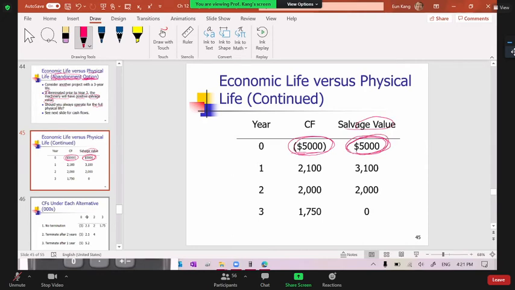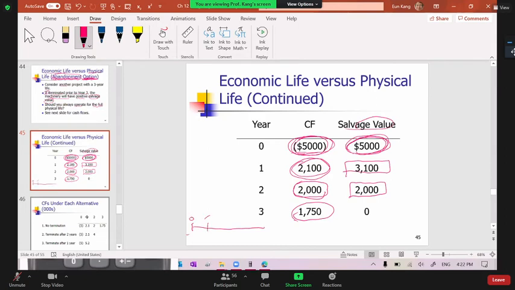So that's the case. Then year 1 means you start your business, and this is the cash flow. But if you stop at year 1, then the salvage value of your machine is 3,100. If you run for 2 years, this is your cash flow, and your salvage value is 2,000. But if you run for the whole 3 years, then the salvage value is 0.